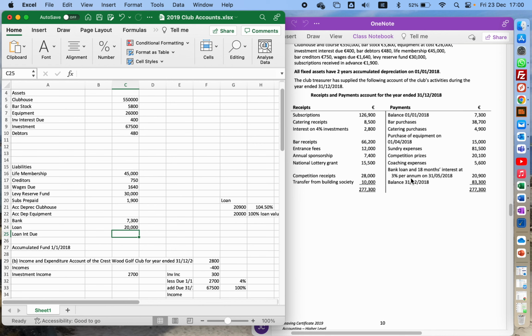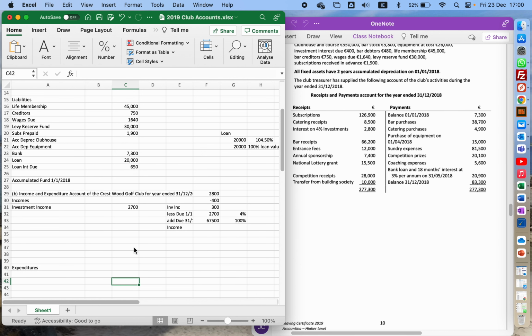Now, the loan interest due. 5 out of 18 months was due at the beginning, because 5 was paid during this year. So that would be the loan times 0.03, that's the interest per annum, times 5 taken away from 18 leaves 13 over 12, 13 months interest. So the expense down here, we have loan interest, which is 20 grand times 0.03, that's 3%, and we paid it 5 months into the year, so it'll be 5/12 of a year.